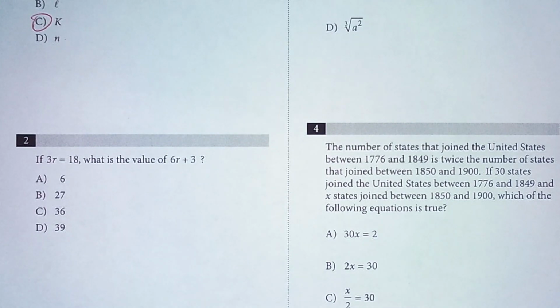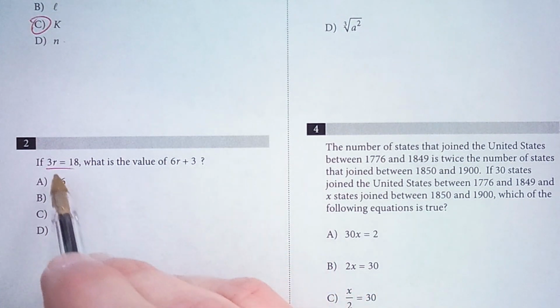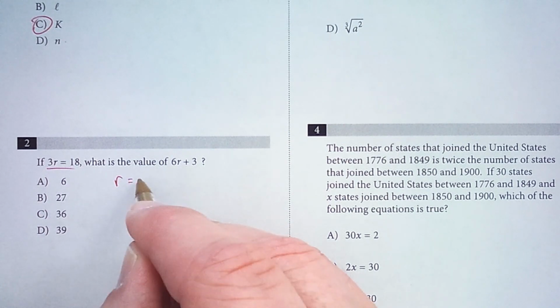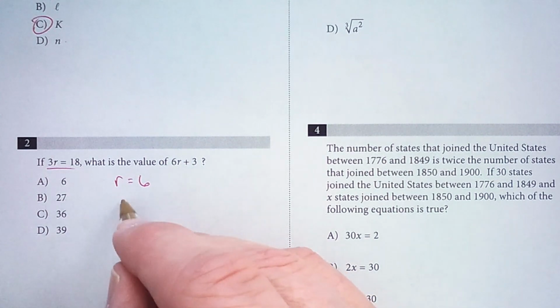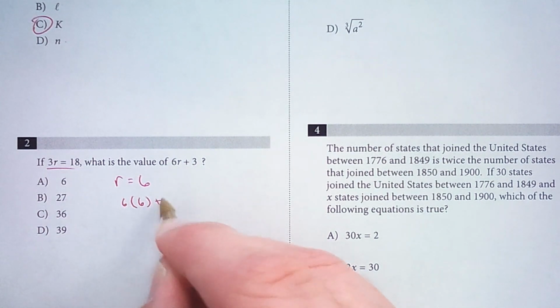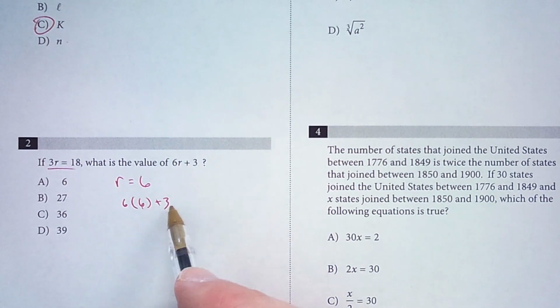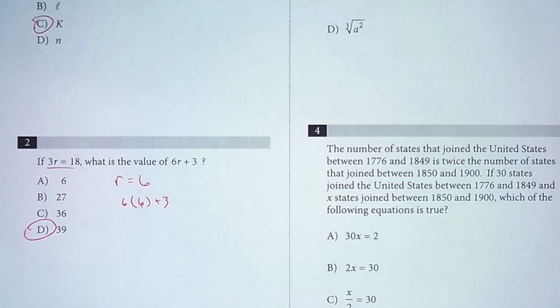If 3r equals 18, what is the value of 6r plus 3? So we're going to use this equation to find a value of r. We'll divide both sides by 3 and find that r equals 6. So what's the value of 6r plus 3? That's 6 times 6 plus 3. 6 times 6 is 36, plus 3 is 39, and that is option D.